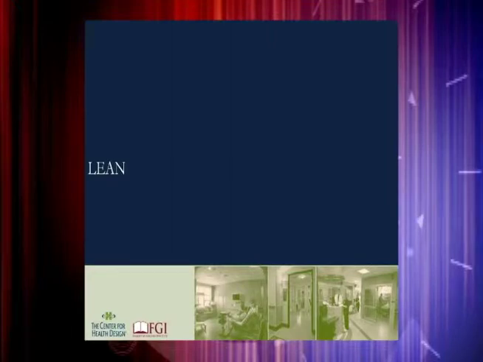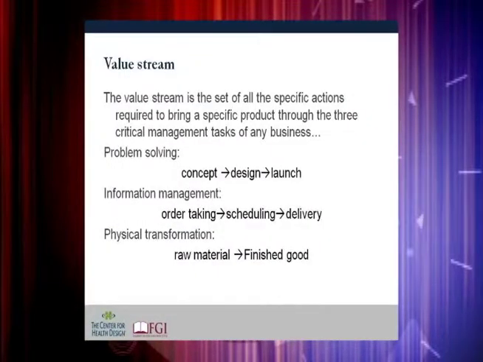Okay, let's talk about lean for a minute. And since lean wasn't nearly as good as failure mode effect analysis in terms of how many people said that they got it, I'll go through this. We want to talk about something called the value stream. The value stream is the set of all of the specific actions required to bring a specific product through the 3 critical management tasks of any business, which is problem solving, concept design, launch, information management, order taking, scheduling, delivery, and the physical transformation of raw material to finished goods.